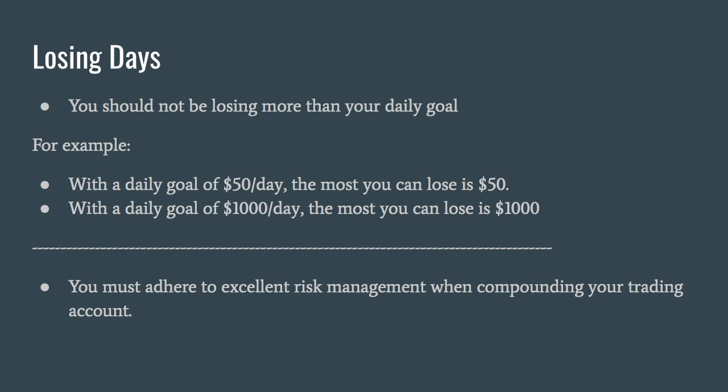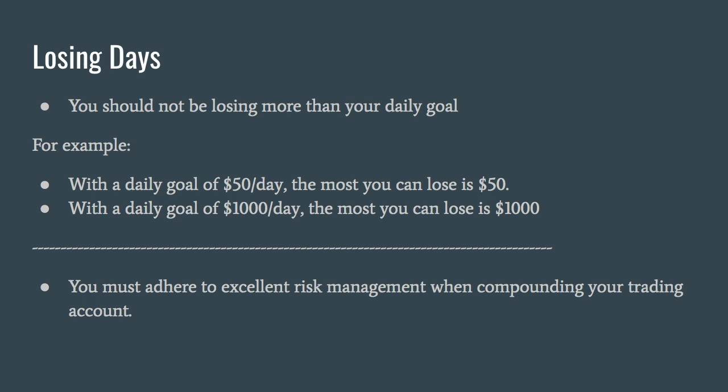Now, losing days. Here's where I'm going to get into losing days. You should not be losing more than your daily goal. So, for example, with a daily goal of $50 a day, the most you can lose is $50. And a daily goal of $1,000 a day, the most you can lose is $1,000. So, this is why I said earlier that if you blow up a trading account using the CP method, it's going to take a long time.